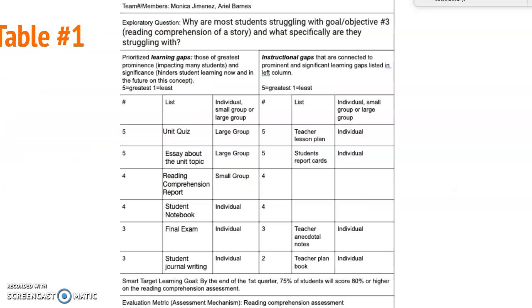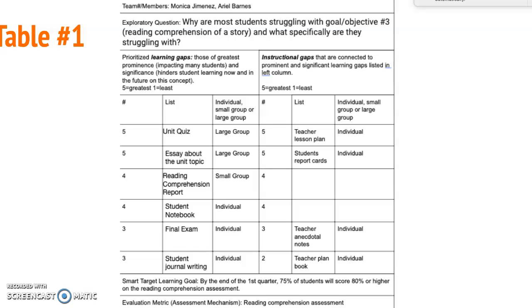So here's our table number 1. Like I said, we refined our exploratory question and narrowed it down a little more. Last week, we were able to come up with why are most students struggling with goal and objective number 3, and what specifically are they struggling with. And this week we narrowed it down just a little bit more, and we decided that goal and objective number 3 was going to be the reading comprehension of a story.